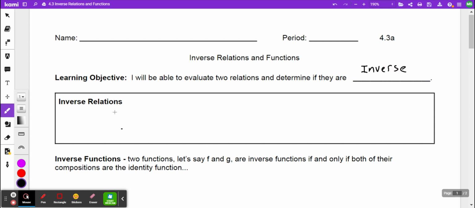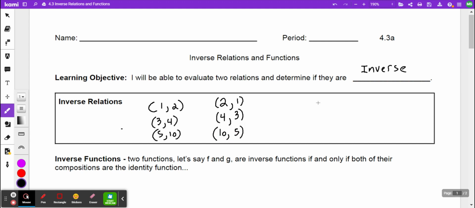Well, we have inverse relations in which one group has a bunch of coordinate points like 1 comma 2, and then 3 comma 4, and then 5 comma 10. The inverse relation to that would be switching the coordinate points. So instead of 1 comma 2, we now have 2 comma 1. Instead of 3 comma 4, it is now 4 comma 3. And finally 10 comma 5.